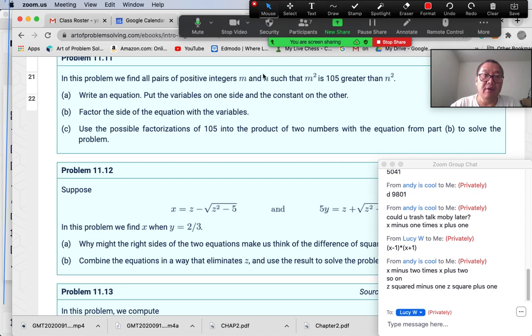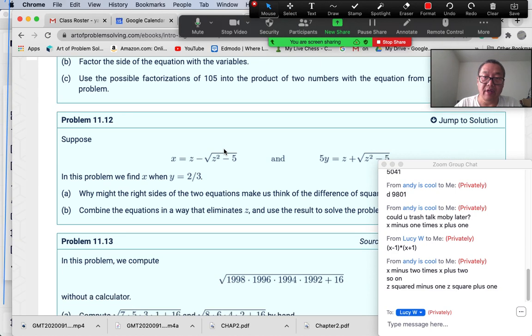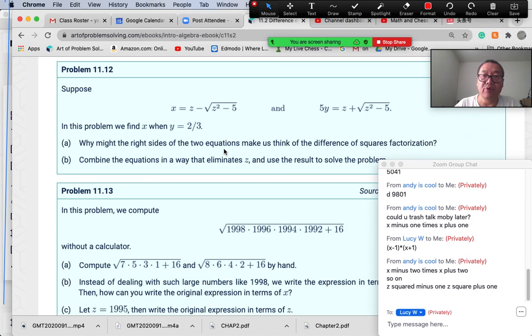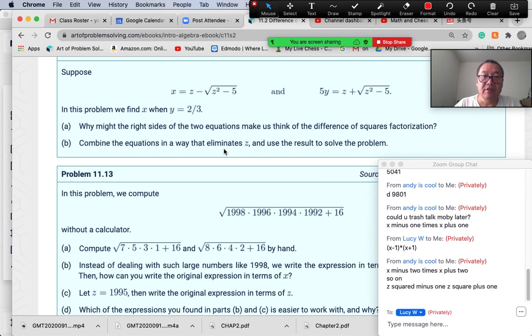Now let's go to the next problem. This one is 11.12. Suppose x equals z minus the square root of z squared minus 5, and 5y equals this. Now in this problem, we try to find x when y equals 2/3.